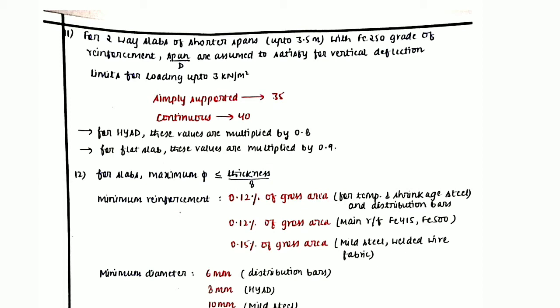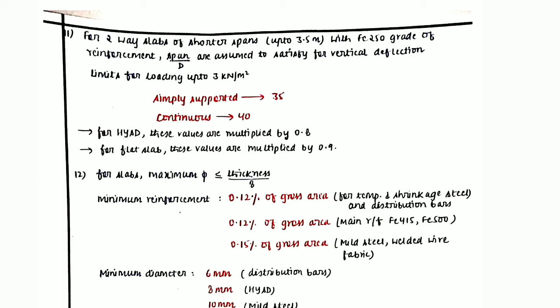The values of span by depth, here D is the capital D. The span by depth ratios are given for simply supported beam and also for continuous beam. These are the maximum deflection limits for any two-way slab. Remember, this is for two-way slab only, and the loading condition is that the load should be a maximum of 3 kilonewton per meter square. So for simply supported case, the span by D ratio is limited to 35, and for continuous case it is limited to 40. This can be asked in any objective question.